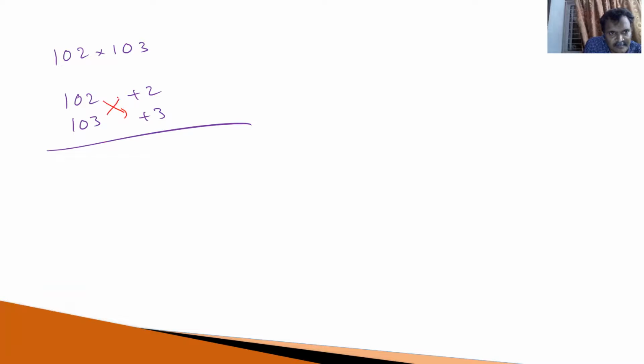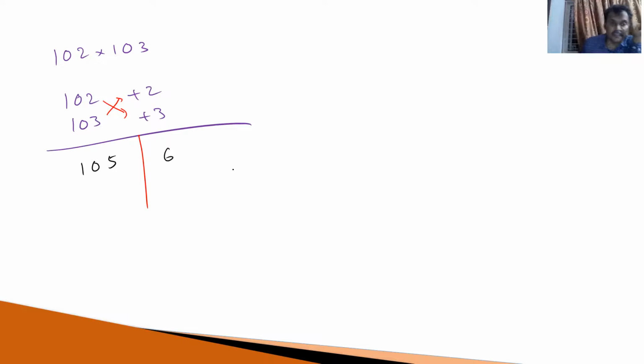Now, just cross. So what happened? Either 102 plus 3 or 103 plus 2. Whatever it is, you'll get the same answer. 105. 2 times 3 is equal to 6. So what is the answer? 1056. Is it correct?